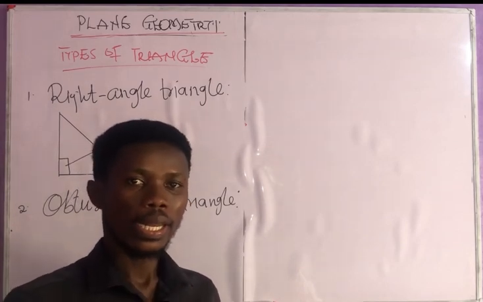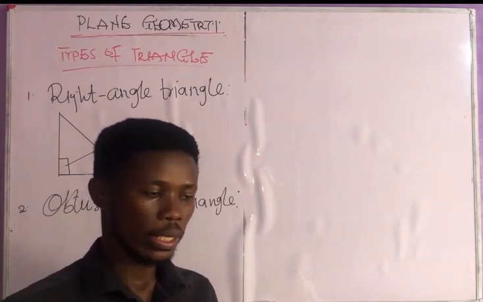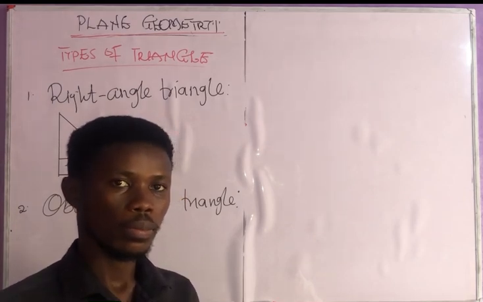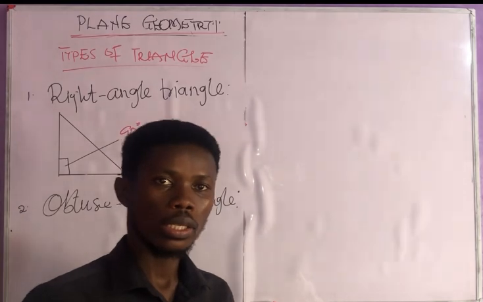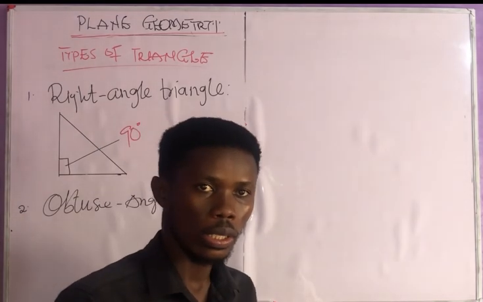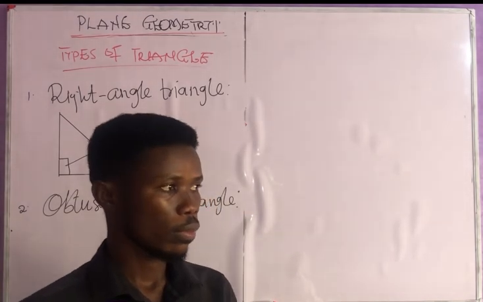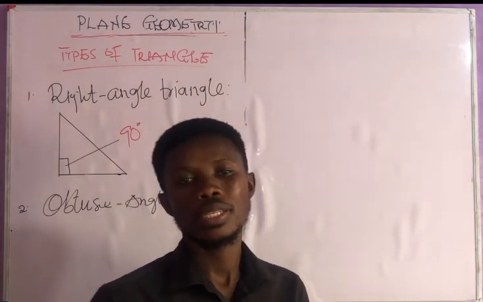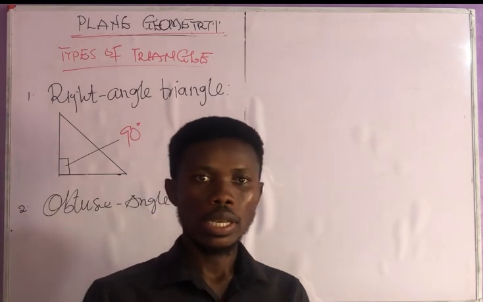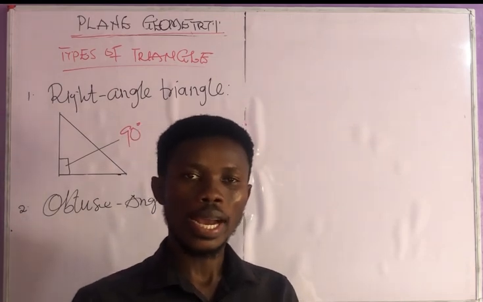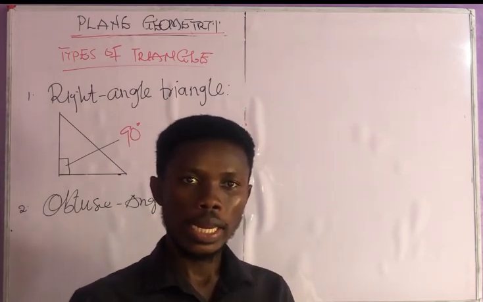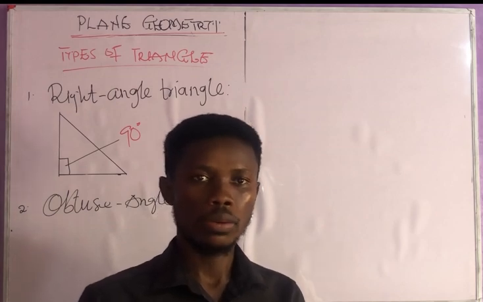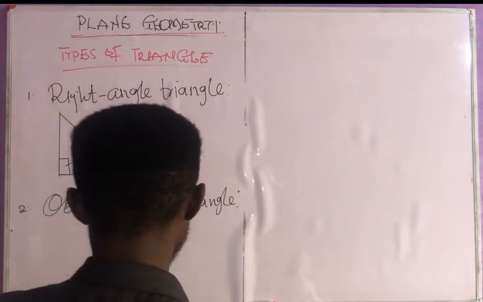greater than 90 degrees but less than 180 degrees. An obtuse triangle is a type of triangle in which one of its angles is greater than 90 degrees but less than 180 degrees. So now let's look at how the diagram looks like.